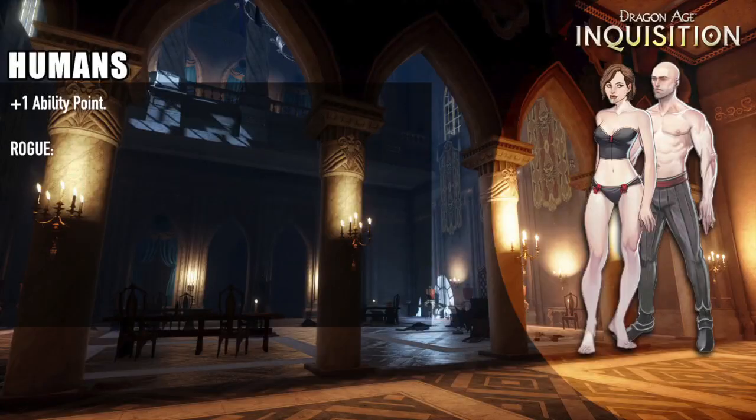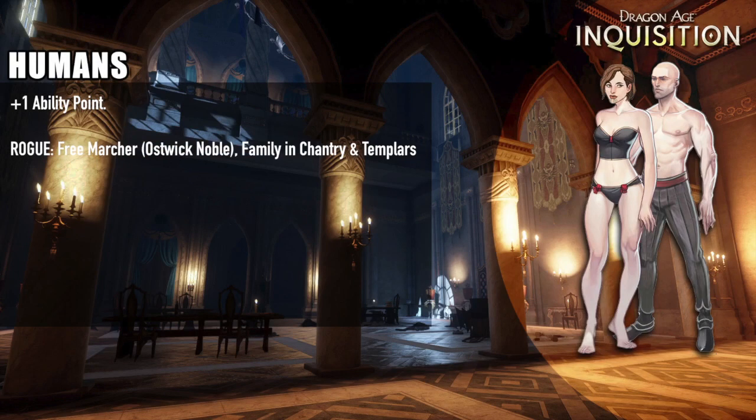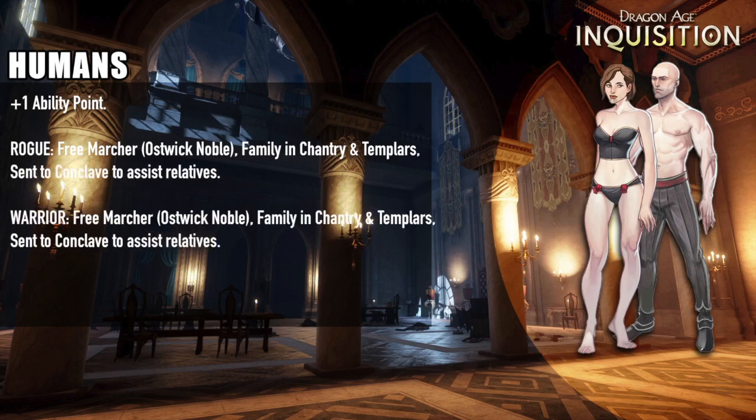As the youngest child of the Trevelyan noble house, you grew up in the free Marcher city of Ostwick and have enjoyed a life of privilege. With close family ties to the Chantry and many relatives among the priesthood and the Templars, you were always expected to follow a similar path in service of the Maker, regardless of how you feel about the matter personally. Willing or unwillingly, you were sent to the Chantry's conclave to assist relatives who sought to make peace between the Templars and mages. It didn't go well. There's no difference between the human rogue and the human warrior. It's exactly the same thing.